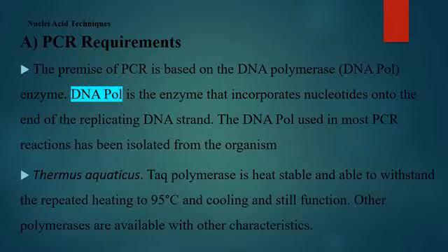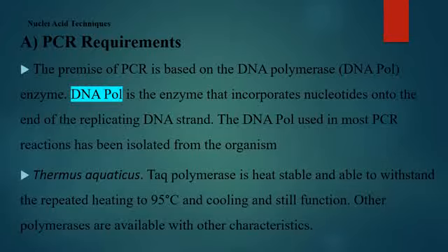Now, let's talk about requirements for the PCR. The first requirement for PCR is the DNA polymerase. Remember DNA polymerase? When we were talking about the DNA earlier on, how the DNA is able to replicate itself, you need a DNA polymerase. Now, the DNA polymerase, or DNA pol, is the enzyme that incorporates nucleotides onto the end of the replicating DNA strand. So that's DNA polymerase for you.